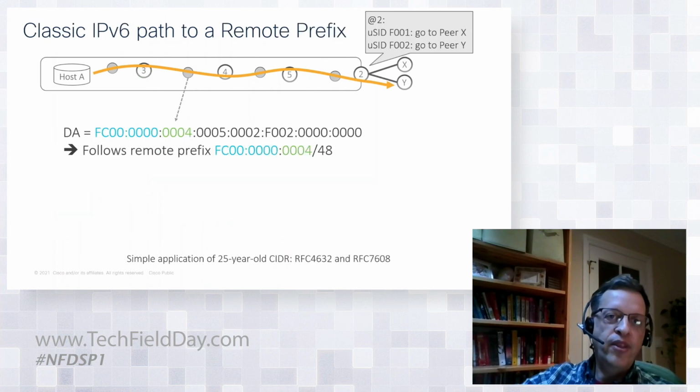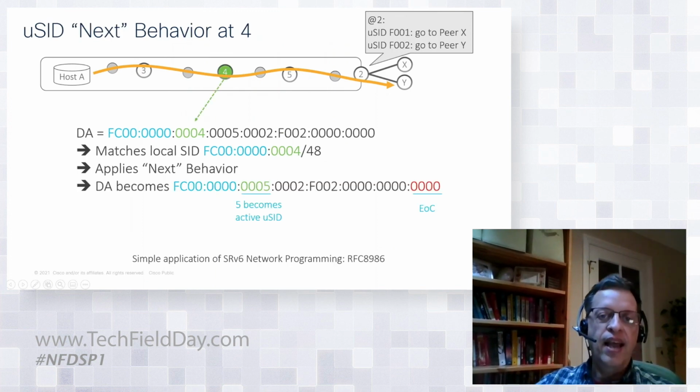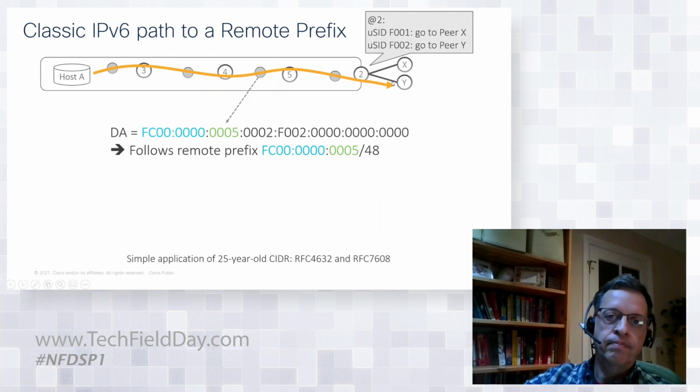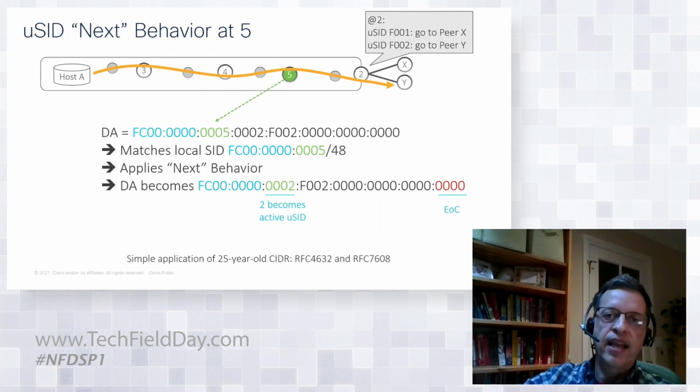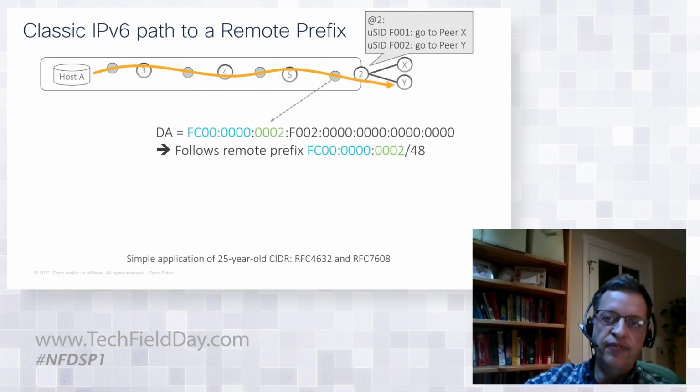The next router between 3 and 4 only follows now the /48 that was advertised by router number 4. That is his longest match lookup on how to get to 4 following the shortest path. 4 is special. 4 will behave like 3, and 4 will do the next shift. So now 5 is the active microSID in the topology, in the carrier. 5 will be transit. 5 will do the shift. Router between 5 and 2 will also be transit.